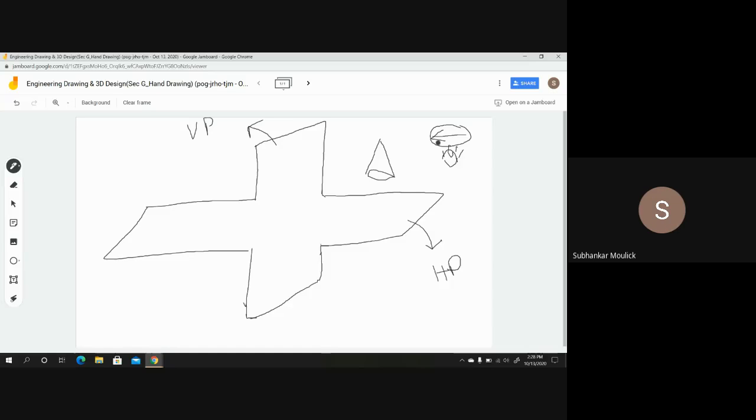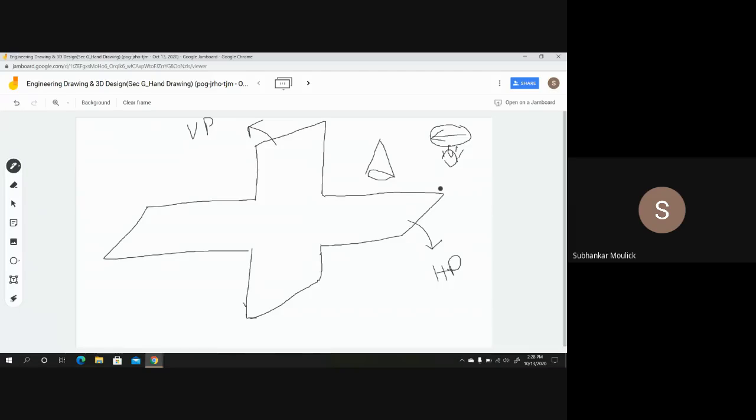Now, can you tell me that the observer can see the front view of this cone, but in which plane will he see it? Will he see the front view of this cone in the vertical plane or in the horizontal plane? In which plane will he see the view? Vertical plane or horizontal plane? It's a vertical plane. Yes, in the vertical plane he will see the view.